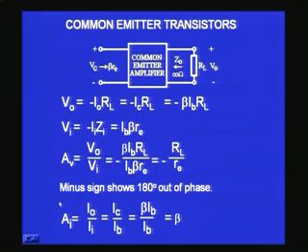So if we look at the current gain, AI is output current divided by input current. Output current is IC, input current is IB, therefore it is almost equal to beta. So the current gain is beta, the voltage gain is given by RL by small RE, where small RE is the resistance of the base.